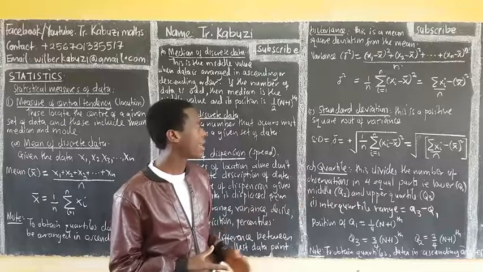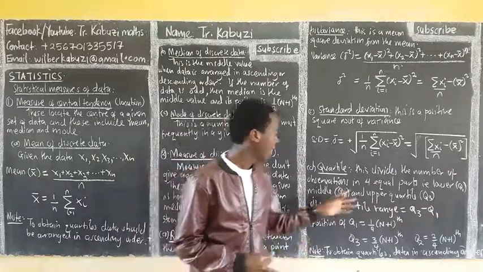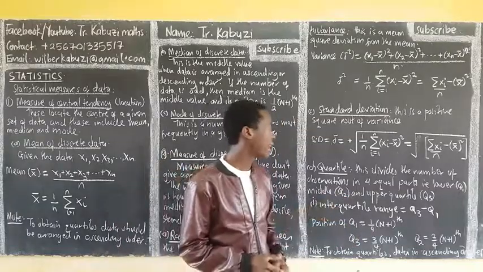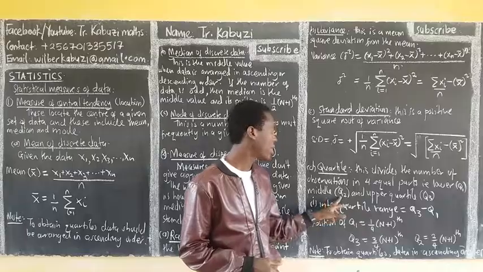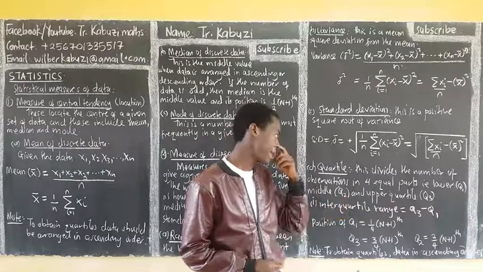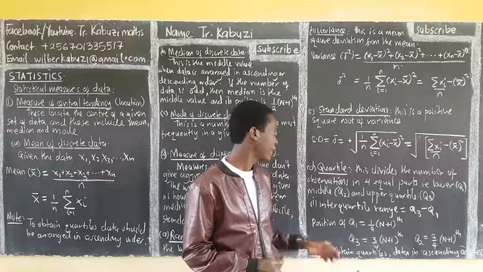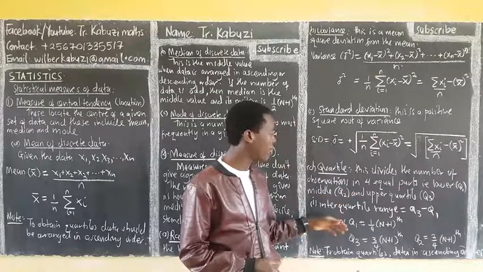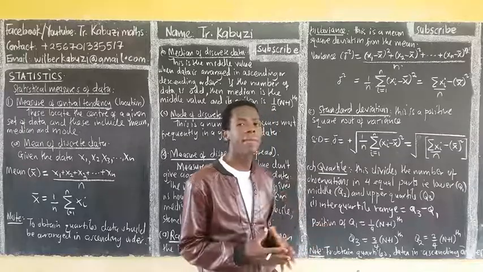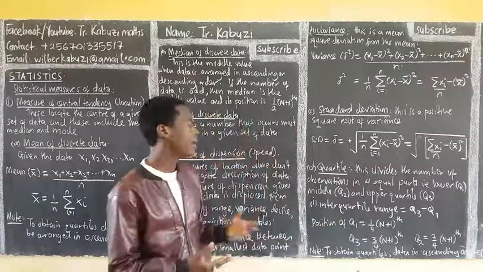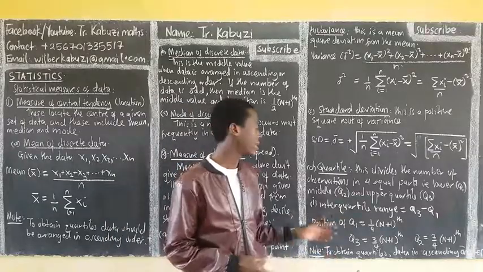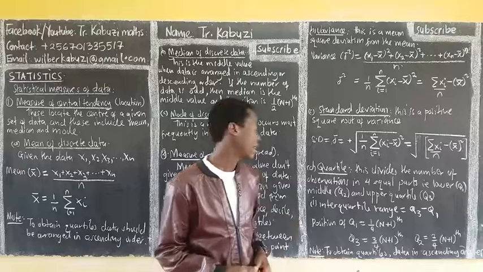Let us go to quartiles. This divides the number of observations into four quarters: the lower quartile Q1, the middle Q2, which is sometimes what we call the median, and the upper quartile Q3. The interquartile range is the upper quartile minus the lower quartile. Then the semi-interquartile range: we get the interquartile range and divide it by 2.